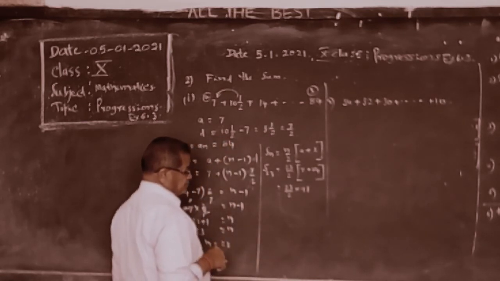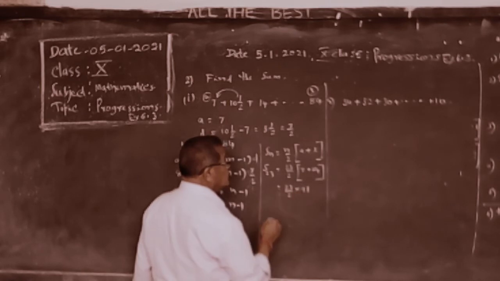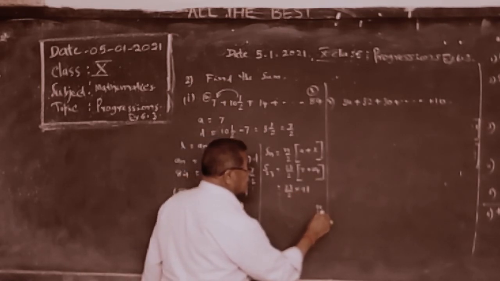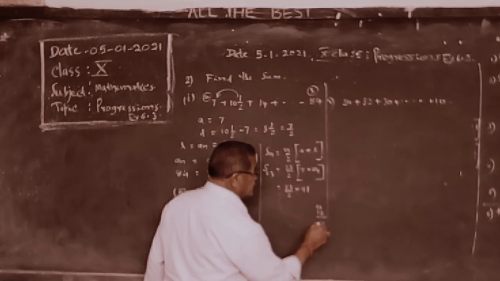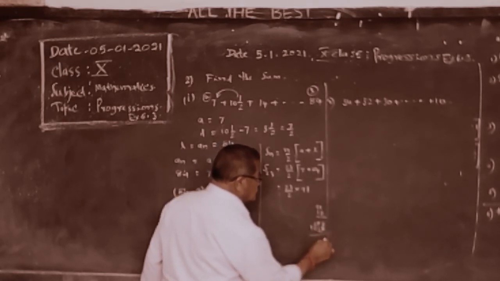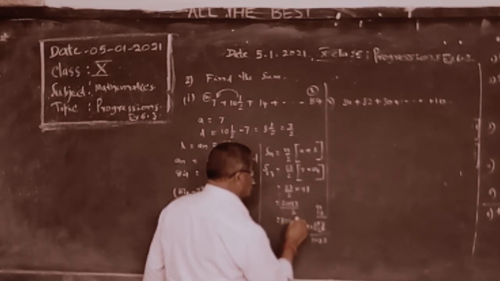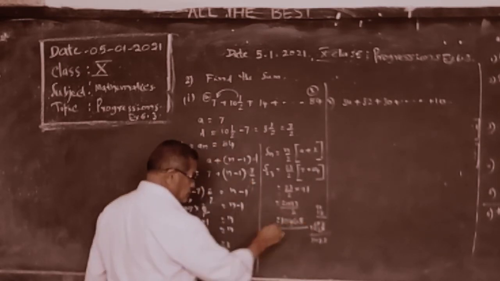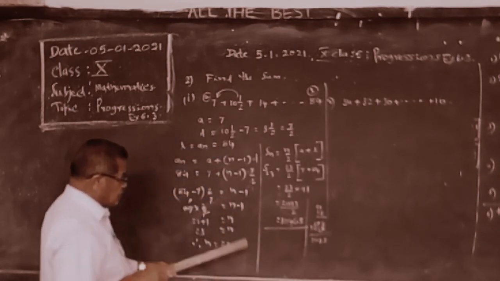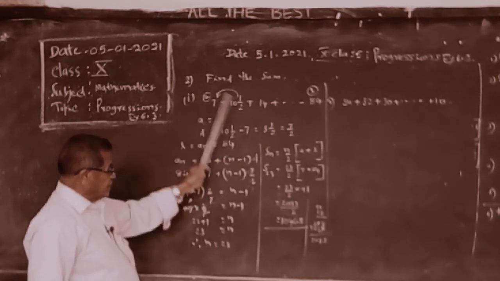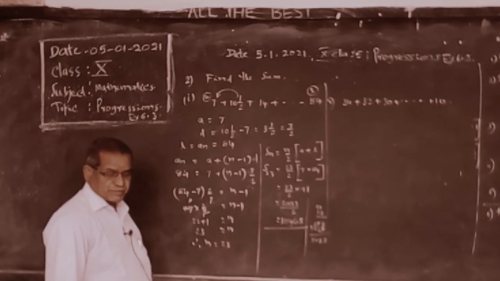Multiply and divide. 23 into 91, multiply: 3 ones are 3, 3 nines are 27, 2 ones are 2, 2 nines are 18. So 2093 by 2. This is the formula. This is the way to find such problems.